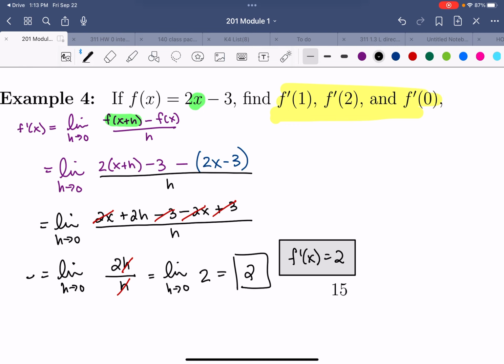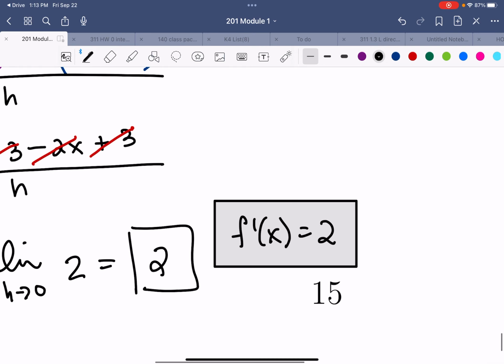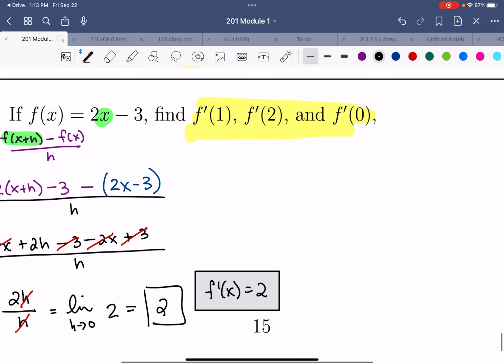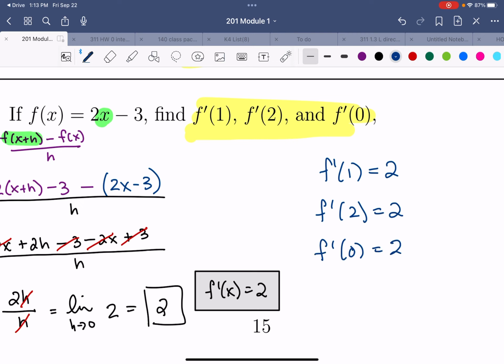But it means that f prime of 1, f prime of 2, and f prime of 0 are all the same value because there's nowhere for me to plug that in. So that means that I can just state that f prime of 1 is 2, f prime of 2 is 2, and f prime of 0 is 2. Okay. Now, if I had x's in my derivative, then I would go ahead and plug those numbers in and get a different value. Okay.